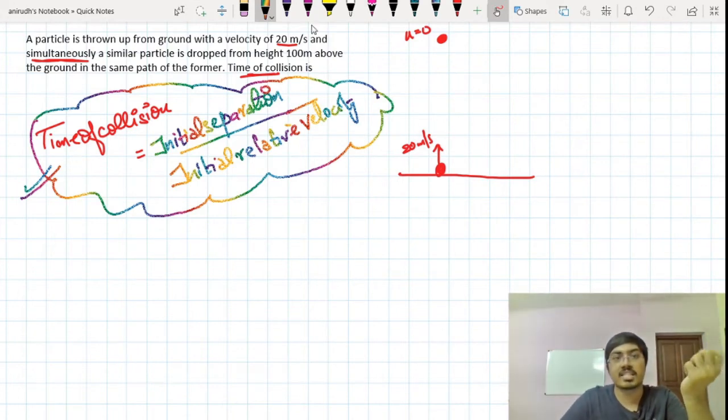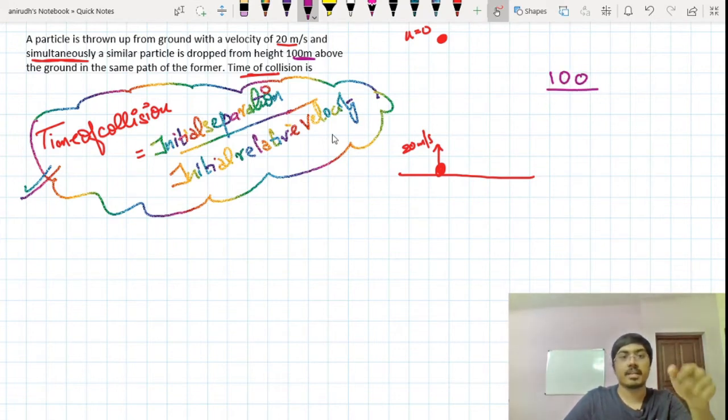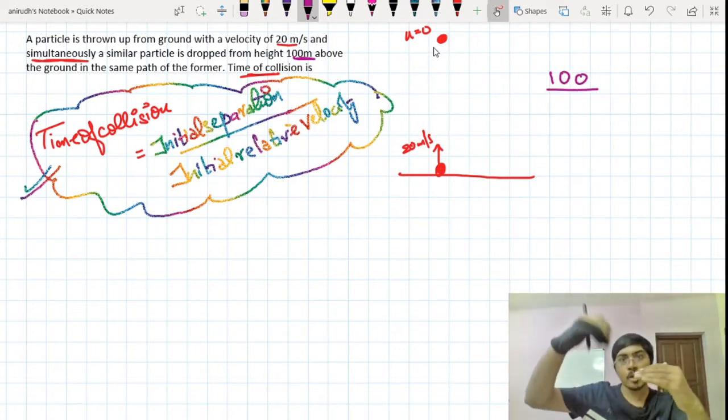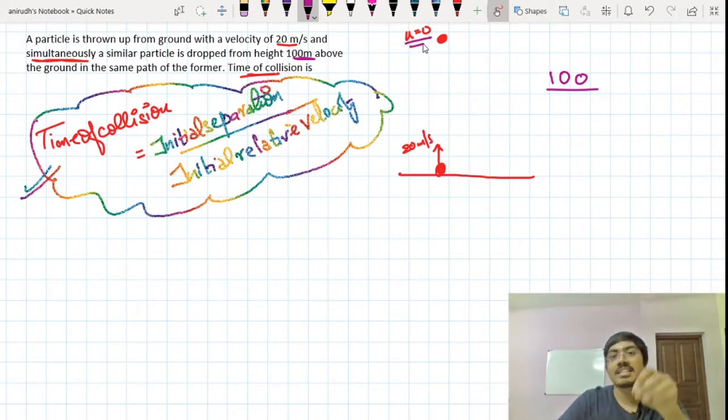It's a very easy question now. Just put in this particular question now. Initial separation between these two particles is 100 meter. So 100 divided by initial relative velocity. So that means they are coming in the opposite direction. Okay, so you'll have to add the velocities, but here the second body is dropped from that height.